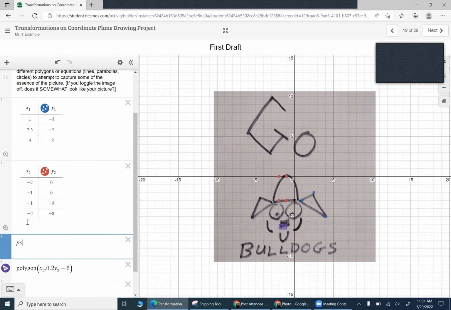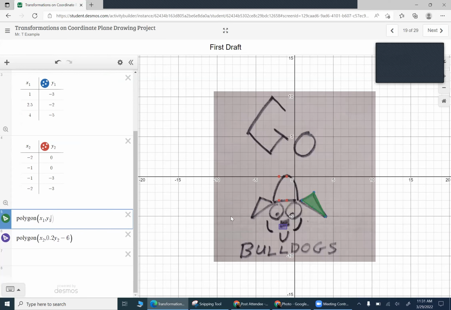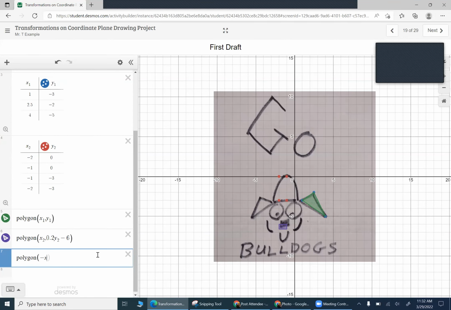So I can say polygon x1, comma, y1. There's that. Now here's the trick. I don't need to draw the other one. I can just reflect that. So I'm going to say polygon -x1, I think that's going to flip it the right way, y1. Okay, that flips it over, but it's not quite shifted as much as I would like. So I'm going to see if I can shift that a little bit to the left. -3, -2. Okay, getting really close. Okay, so it's not perfect, but it's close.